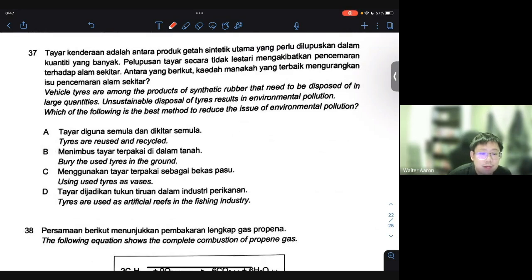37. Vehicle tires are among the products of synthetic rubber that need to be disposed of in large quantities. Unsustainable disposal of tires results in environmental pollution. Which of the following is the best method to reduce the issue of environmental pollution? So I'll say number 37 here. The best answer to describe that will definitely be A. Right? Tires can be reused or recycled. The rest of it doesn't make sense based on logical reasoning.